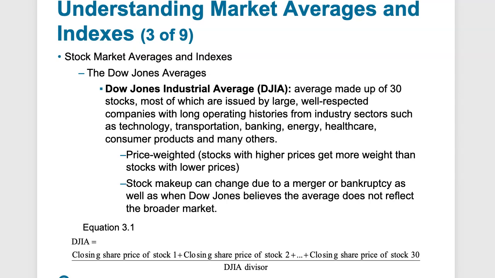Now the stock makeup does change over time as companies merge. Some companies go bankrupt. Some companies are just clearly kicked off the exchange and replaced with new companies. How the Dow Jones Industrial Average is calculated, there's a formula where we add up all the stock prices together and we divide by the Dow Jones Industrial Average divisor. And this gives us the amount of the average. And the divisor is calculated by the Dow Jones Company. And in a separate lecture, I'll show you the mathematics of how to calculate this in a spreadsheet.